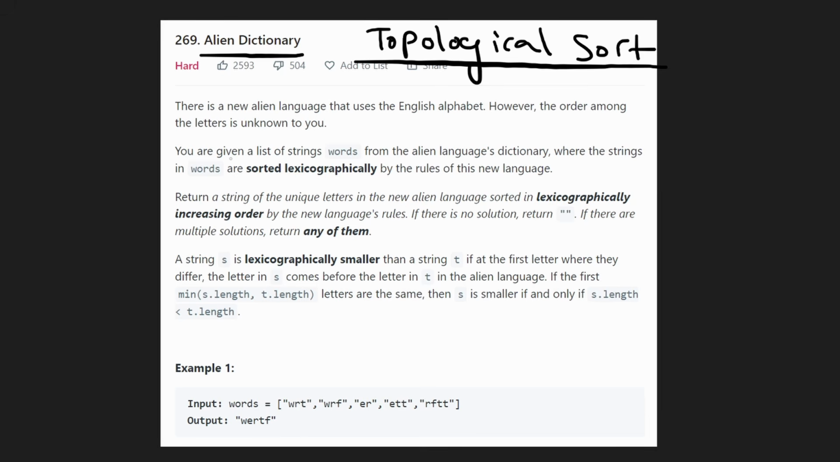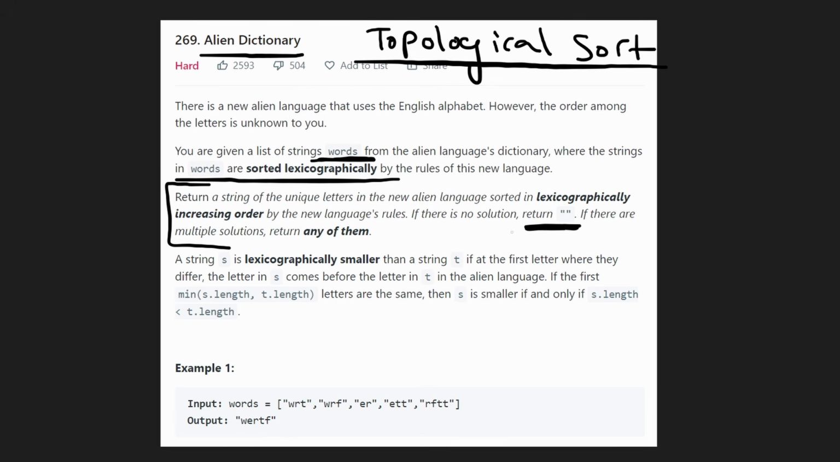And what we're given to figure it out is basically a list of words which happen to be given to us in sorted order. They say lexicographically sorted. That's basically just sorted based on how regular sorting of words works. So our goal is to return a string of the unique characters that were given in this new alien language based on the words that were given. And we're going to return this in sorted order, in increasing order, based on the new language's rules. Now, if there is no solution, we're returning an empty string.